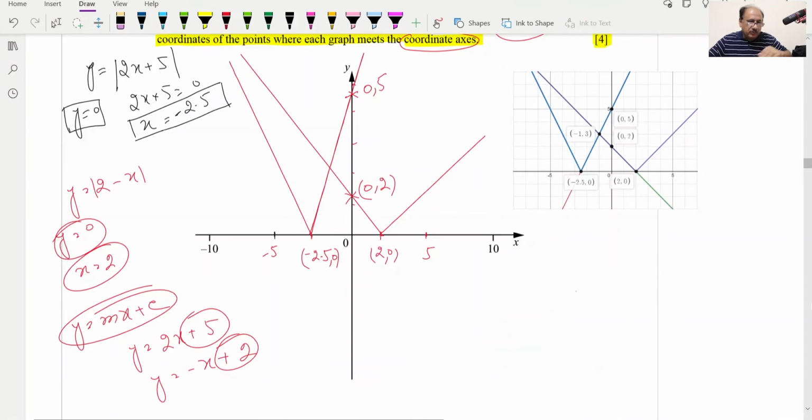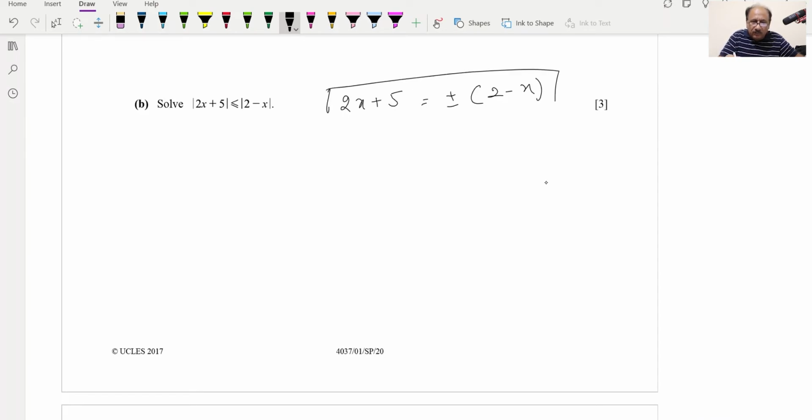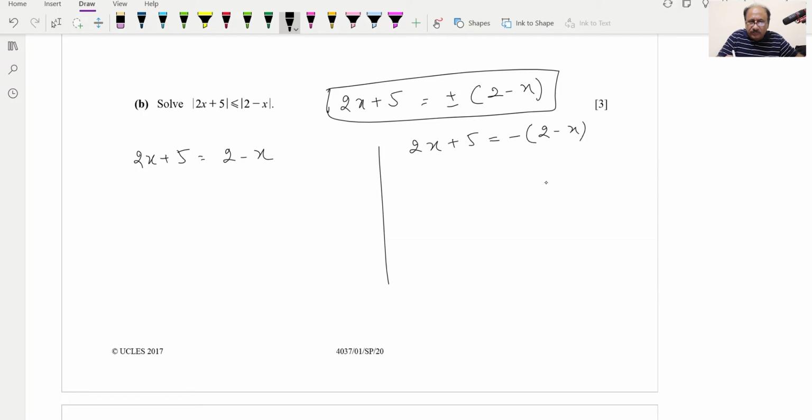Now next part, we can go through this B part. They are saying solve this, so we have to solve the inequality. To solve the inequality, we can take both values, like 2x plus 5 is equal to plus or minus (2 minus x). So both values we will be taking and we'll be solving these two. We can take 2x plus 5 is equal to 2 minus x, and at the same time we can take 2x plus 5 is equal to minus (2 minus x), which we'll put in brackets.